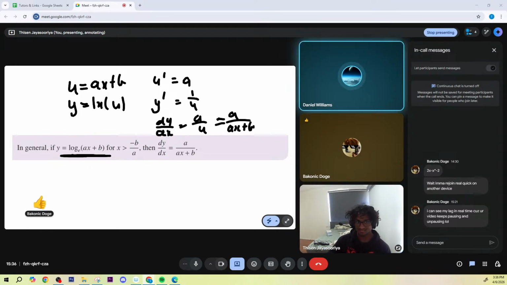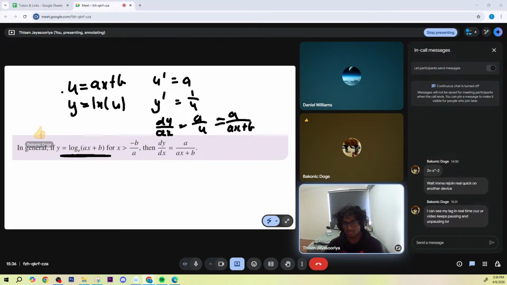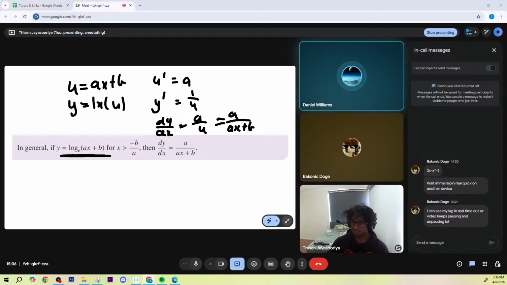Could you explain that again? So I'm using the chain rule. u equals this, y equals this. I'm using the derivatives of each one of these, so I know the derivative of this and the derivative of this one. And then I'm using the chain rule, so I'm doing a times 1 over u, which is just a over u, which is equal to a divided by ax plus b. Oh, I understand it now.